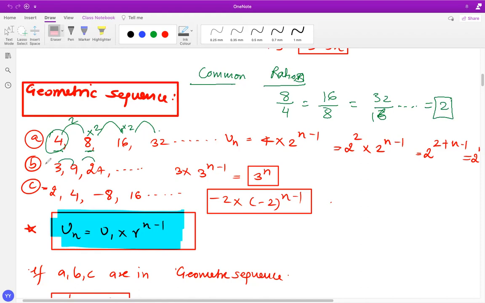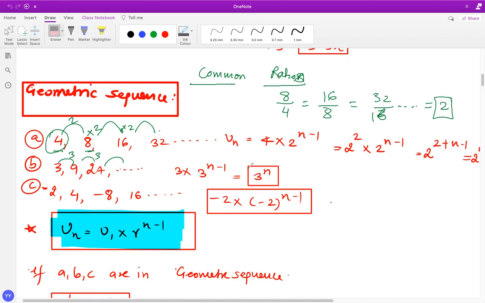So let's say you have 3, 9, 27, and so on. We get the same common ratio. So 3 times 3 is 9, 9 times 3 is 27, and 27 times 3 is the next term.